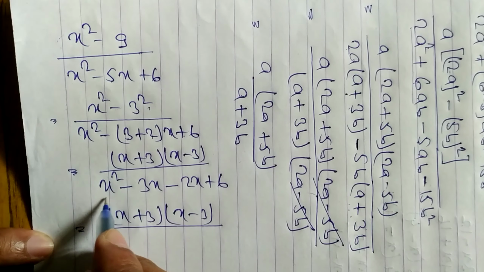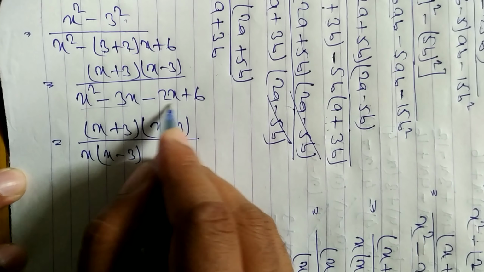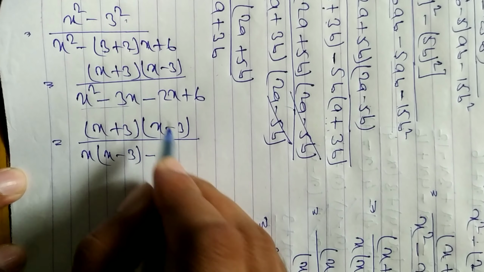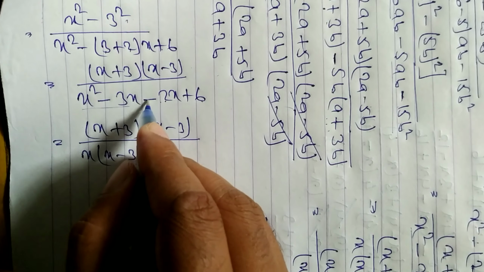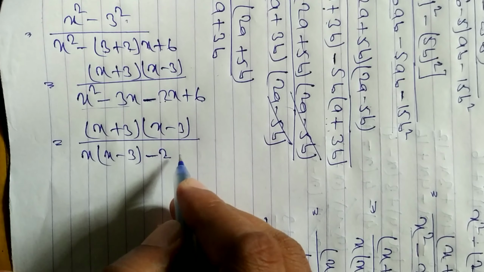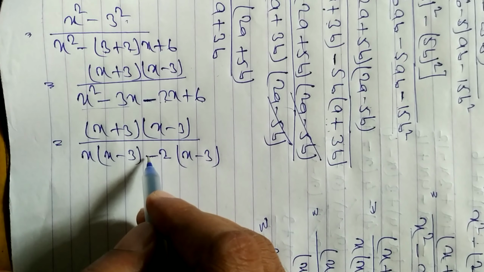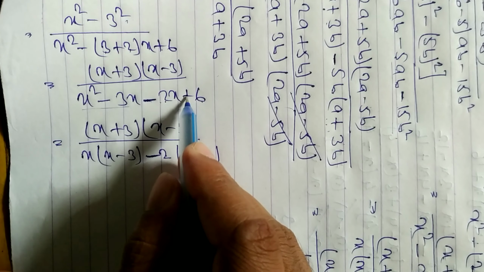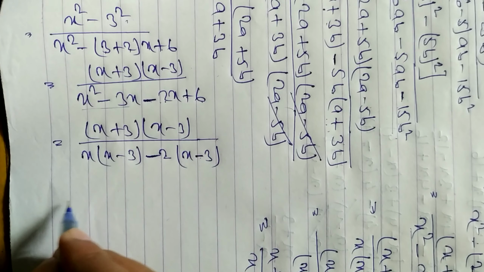Now here we have to take common from the first two terms, and what is the common here? x common, remaining x minus 3. And from here we have to take common, the common is minus 2, since 2 and 6 have common 2. The third term is negative, so we have to write minus 2 common, remaining x minus 3, because when minus is common we have to change the sign. If plus we have to write minus, if minus we have to write plus.